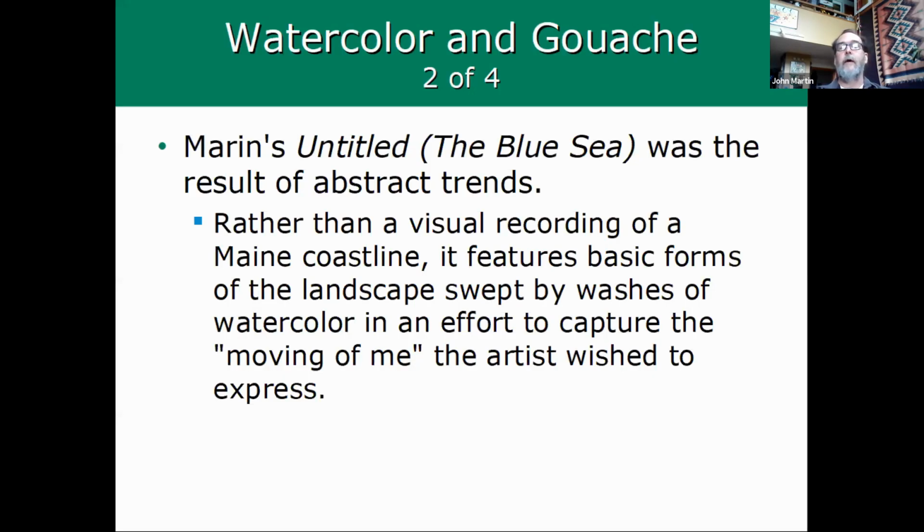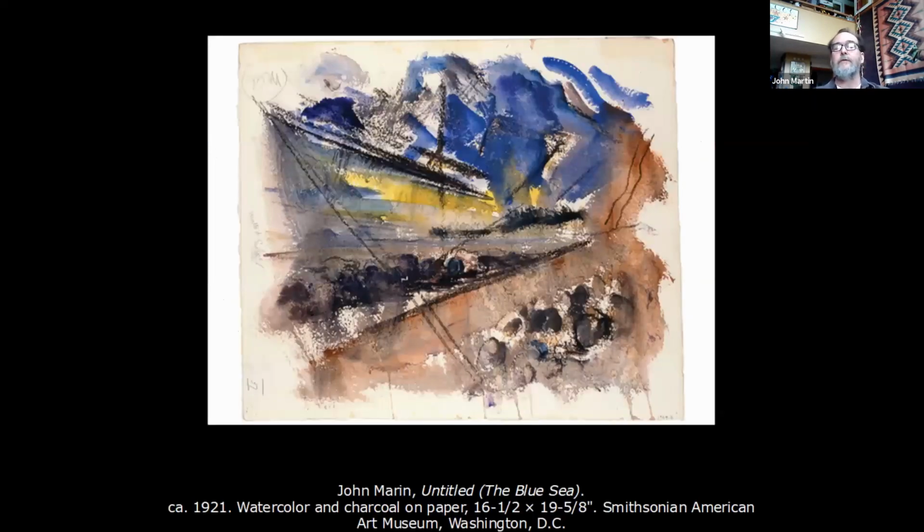We're going to look at John Marin's The Blue Sea. Rather than a visual recording of the Maine coastline, it features basic forms of landscapes swept by washes of watercolor in an effort to capture what moved him. So he wasn't really interested in capturing what the coastline really looked like. He was more interested in what it is that is moving when I look at this sunset of this coastline. What is it that moves me so when I see this? And that is what he tried to capture. What moves me in this painting?